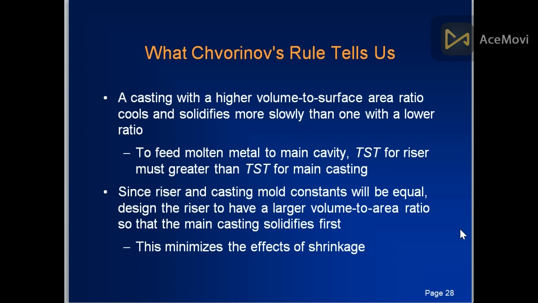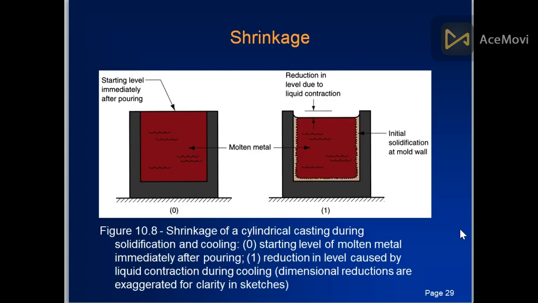What does Chvorinov's rule tell us? A casting with a higher volume to surface area ratio cools and solidifies more slowly than one with a lower ratio. If you have a high ratio, then it solidifies slowly. To feed molten metal to the main cavity, TST for the riser must be greater than TST for the main casting. This is the concept that we use in riser making. We must increase the volume to surface area ratio to minimize the effect of shrinkage.